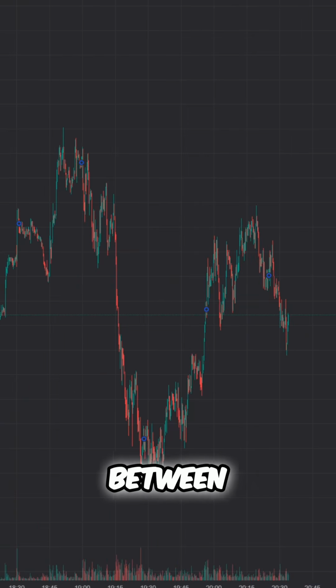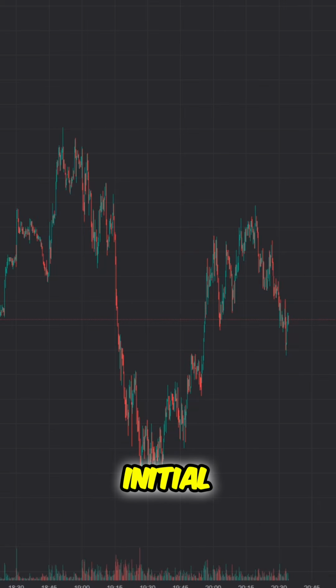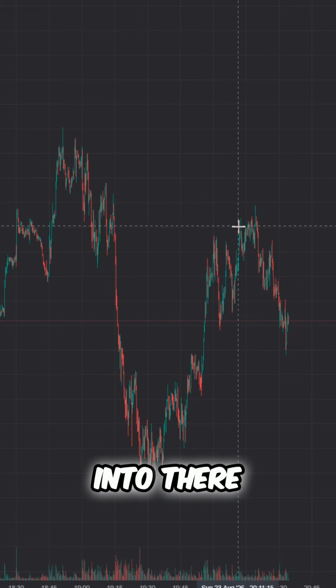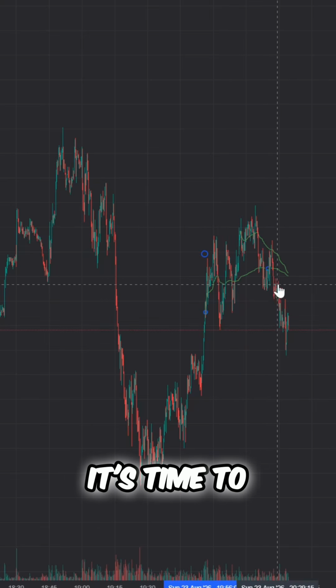There's a balance between being aggressive and holding for your targets, not clinging to your position and stepping away from your system. That was my initial target, and I was playing it aggressively into there. But once we come below this level, we start hanging out down there for too long, it's time to exit the position.